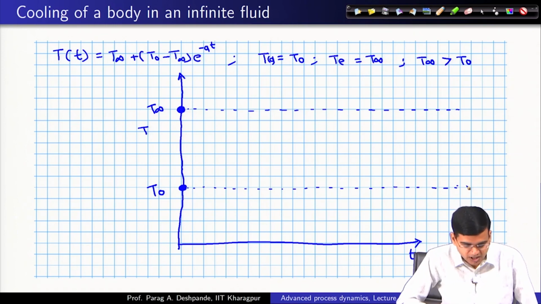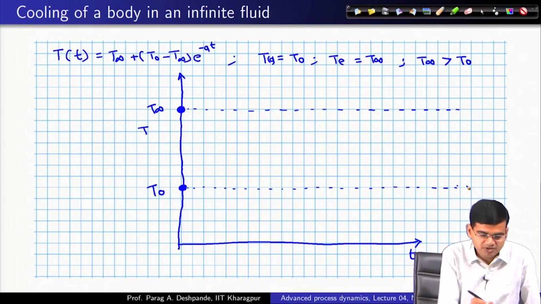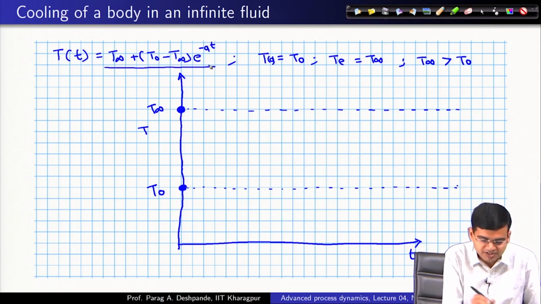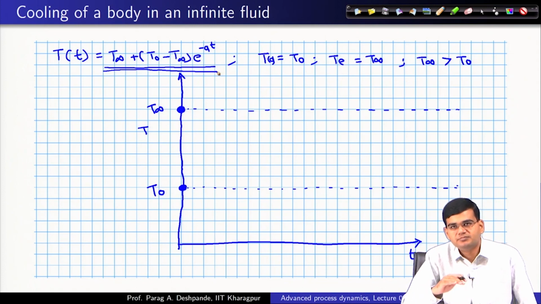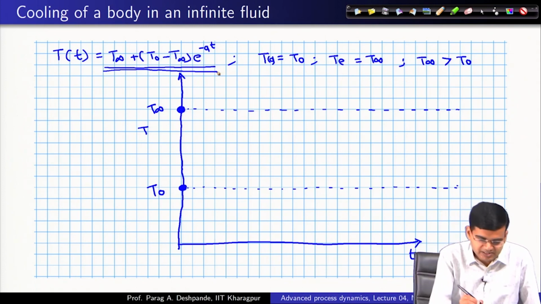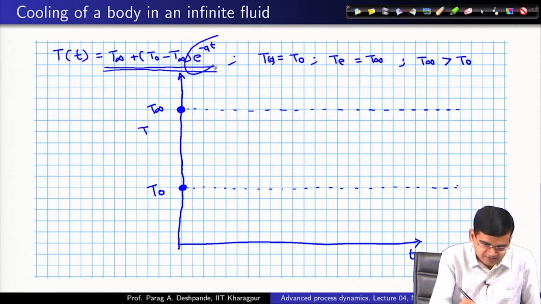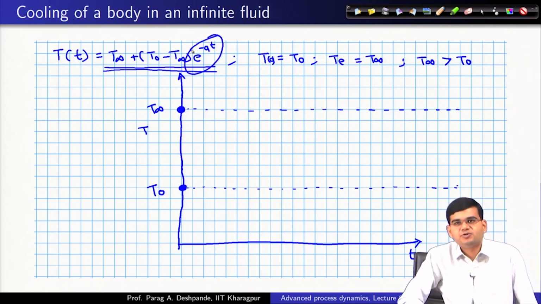Okay. So, now how would you draw lines which correspond to this equation such that the bottom is T 0 and the top is T infinity? You see the function here. This is an exponential function, an exponentially decaying function in fact. So, what is going to happen?